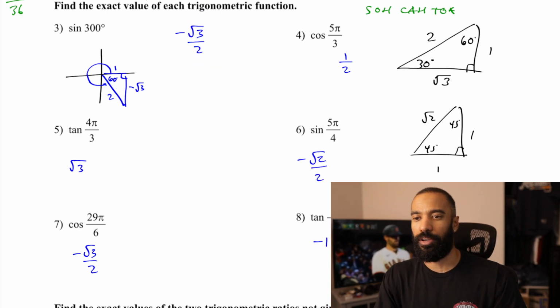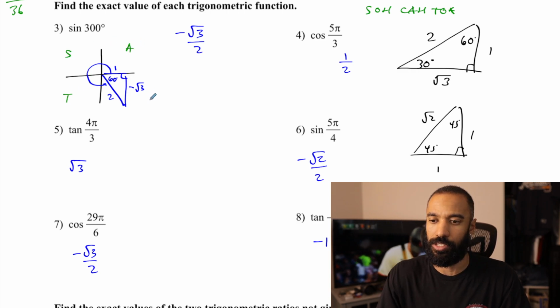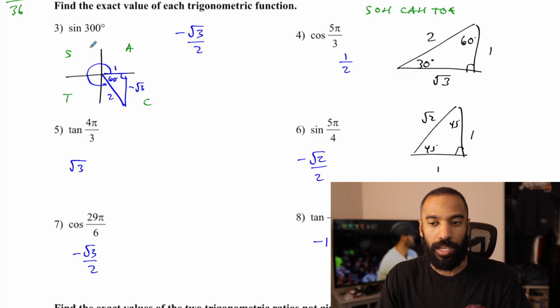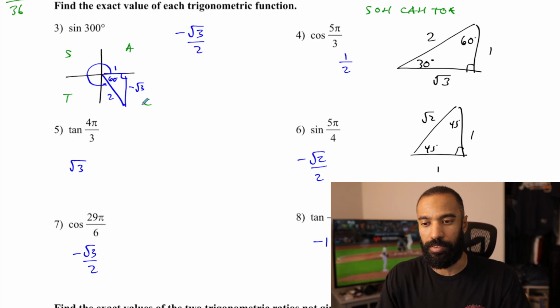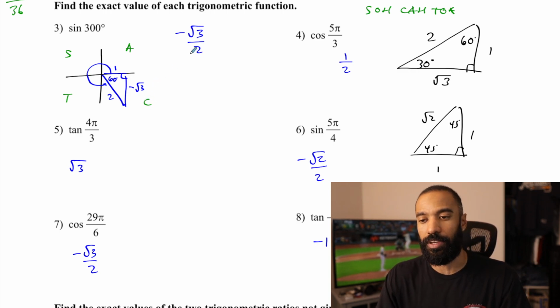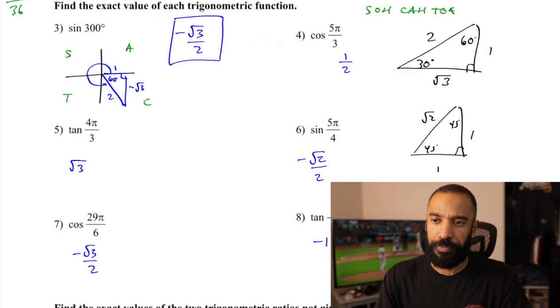Another device that I'll probably be pointing to several times: I say all students take calculus. This is a way of recalling which trig functions are positive in which quadrants. All of sine, cosine, and tangent are positive in the first quadrant. Only sine is positive in the second quadrant. Only tangent's positive in the third. Only cosine's positive in the fourth, which means sine is not positive in the fourth. So negative root 3 over 2.